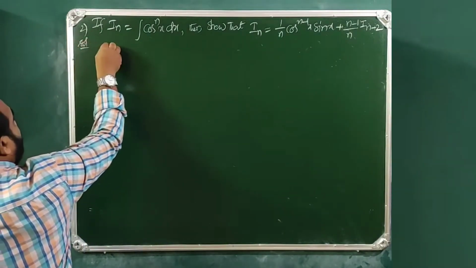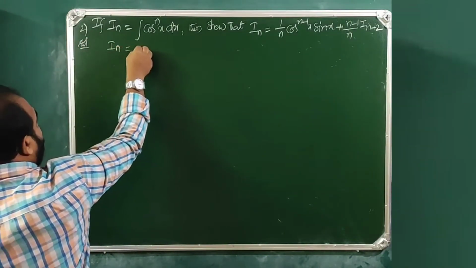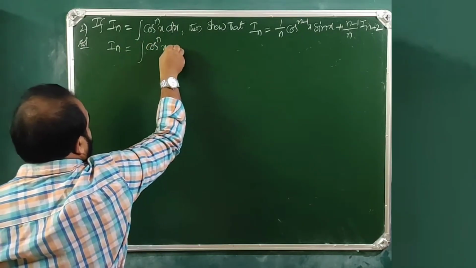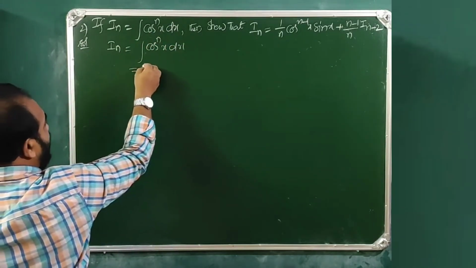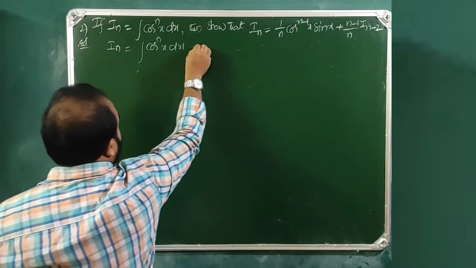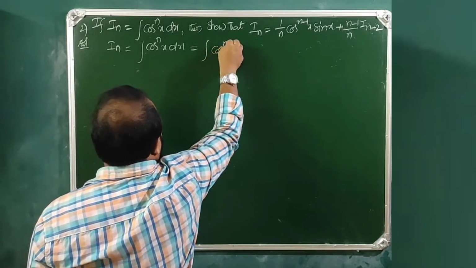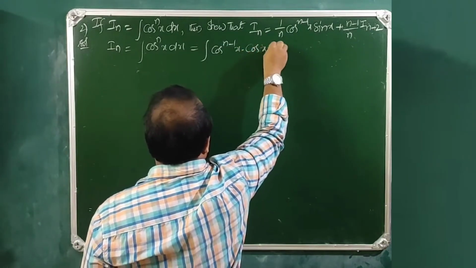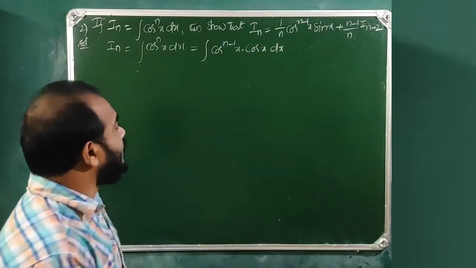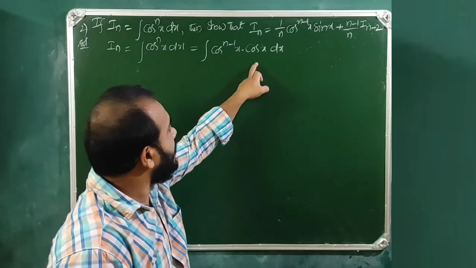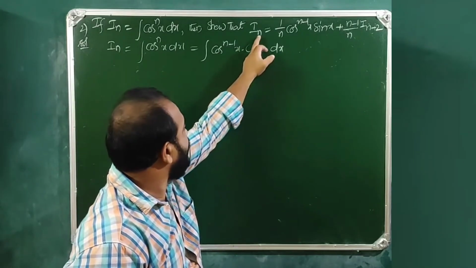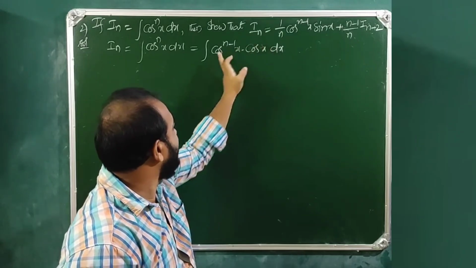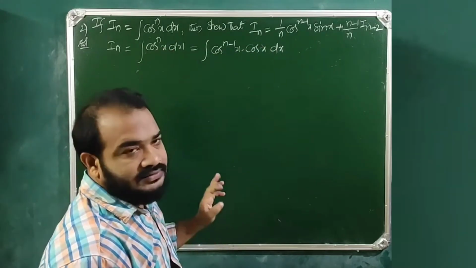So, given that In is equal to integral cos power nx dx, this cos power nx dx can also be written as cos power n minus 1x into cos x dx. Since bases are equal, exponents are to be added. So this has a power 1; n minus 1 plus 1, the 1 gets cancelled. We are left with cos power nx.